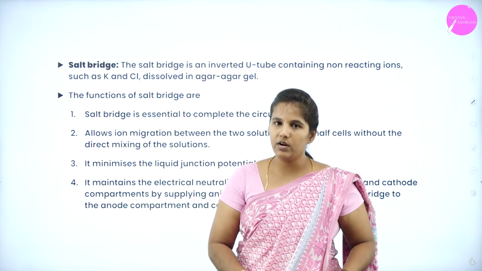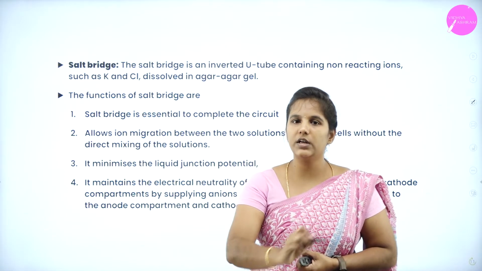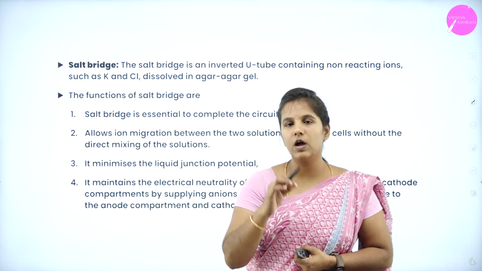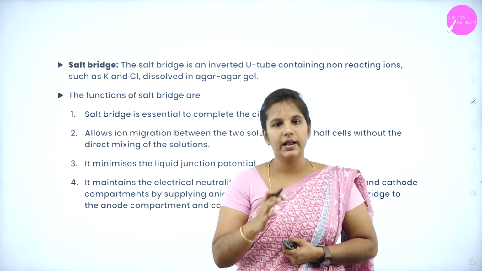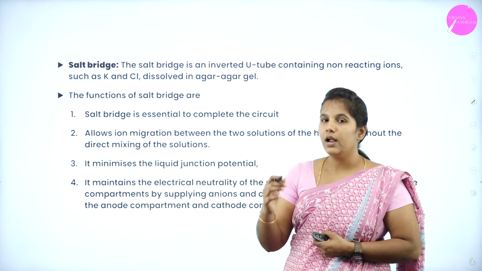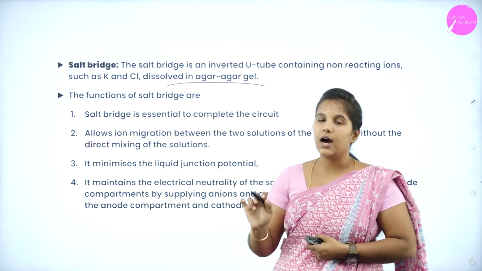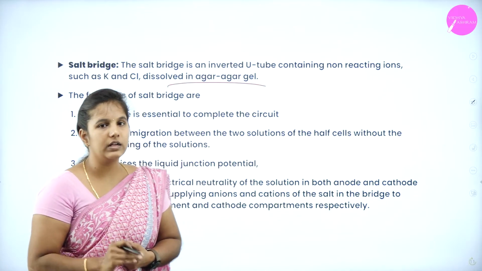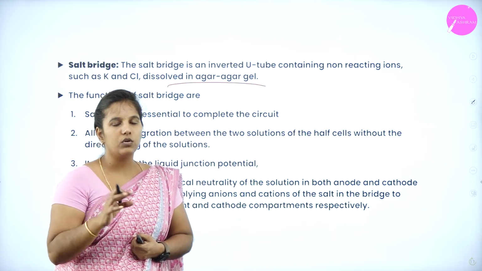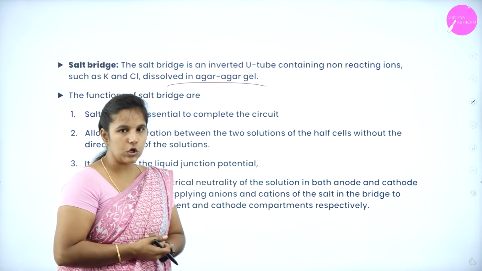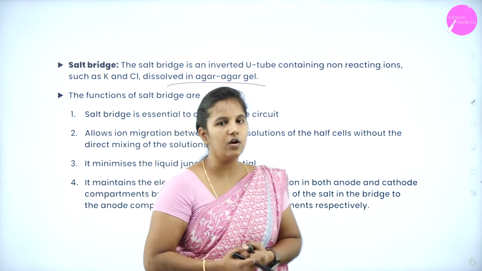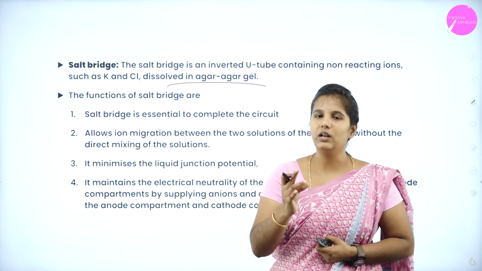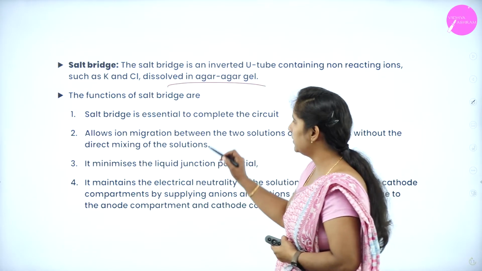Already we have understood that the salt bridge is an inverted U-shaped structure which consists of non-reactive ions. Usually it consists of potassium ions and chloride ions, dissolved in agar-agar gel. So in the agar-agar gel, these two non-reactive ions are placed. And what is the speciality of the salt bridge? The salt bridge allows the migration of ions from anode to cathode, and without the salt bridge, the entire circuit will never get completed. So that is the first usage.